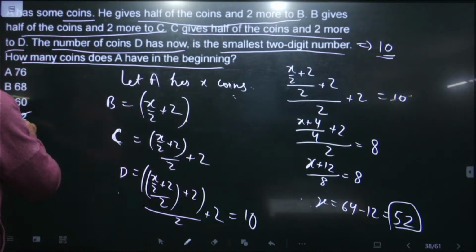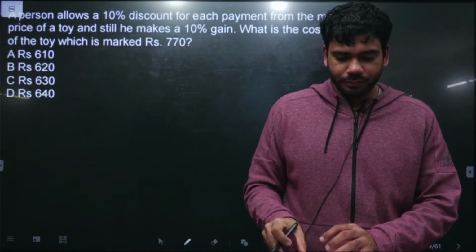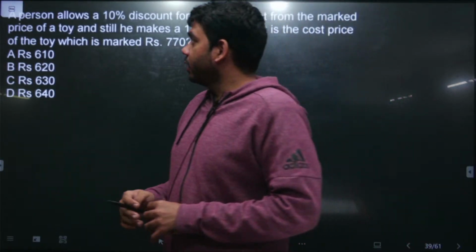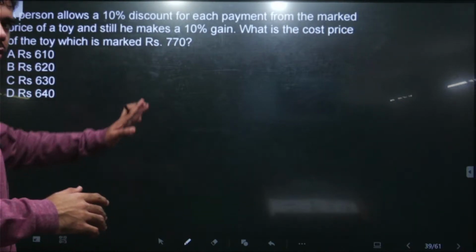So here option number D is correct, 52, right? This is the next question. This is a question of profit and gain and everything. This is also a very simple question.